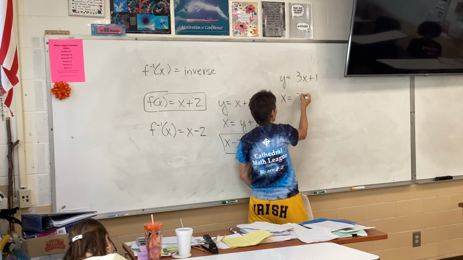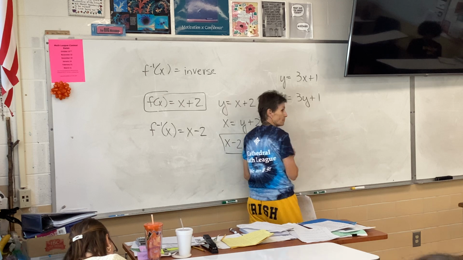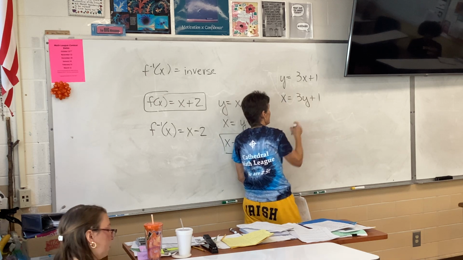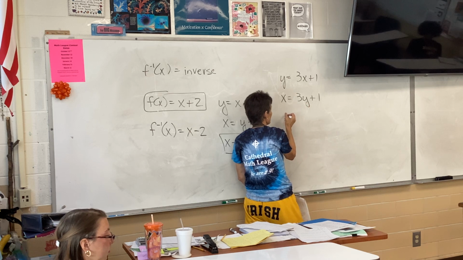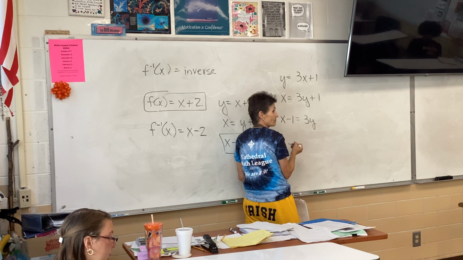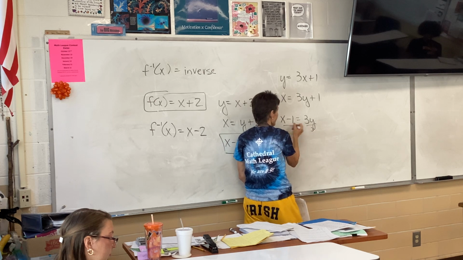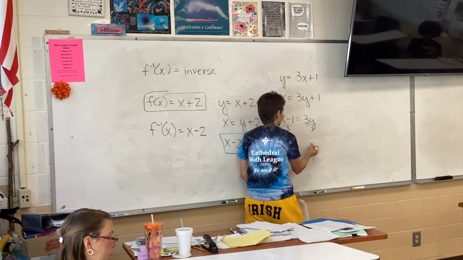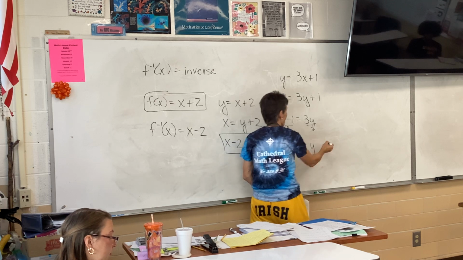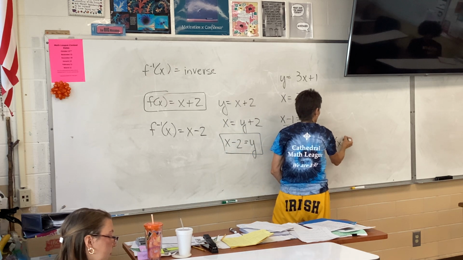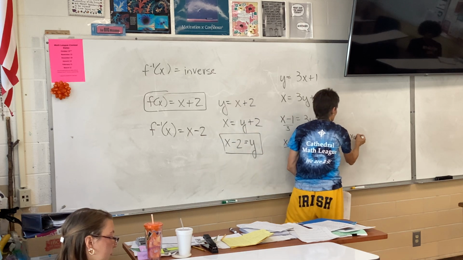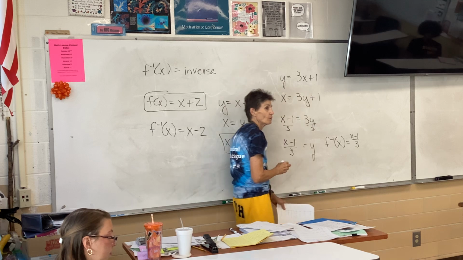So x equals 3y plus 1. Step 1, switch variables. Now I'm going to get y by itself, so I'm going to subtract 1 and divide by 3. So my inverse, and I'm going to go ahead and use my correct notation, my inverse is x minus 1 over 3.